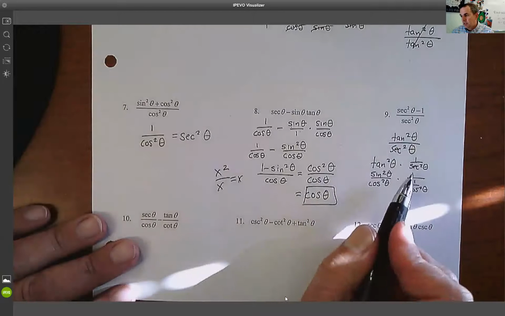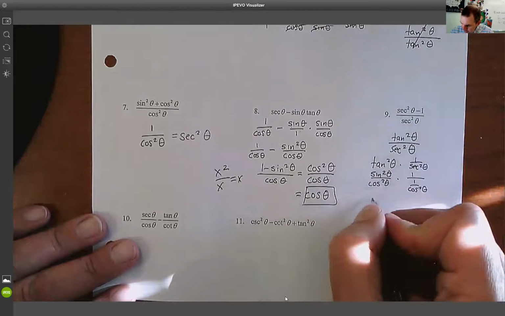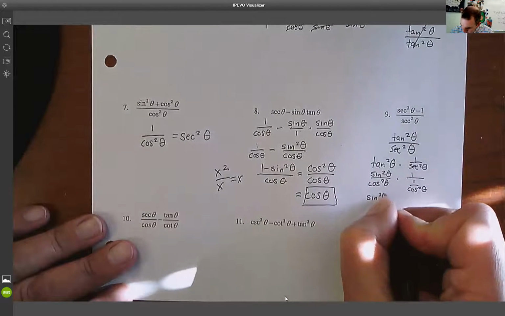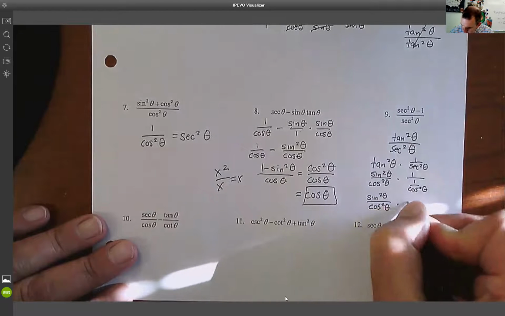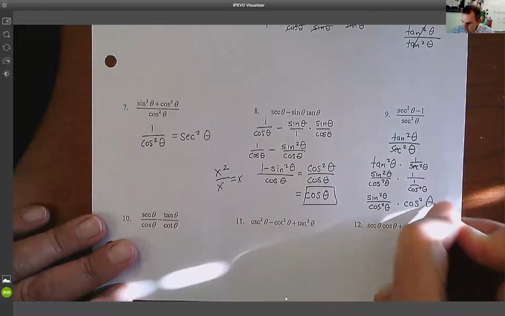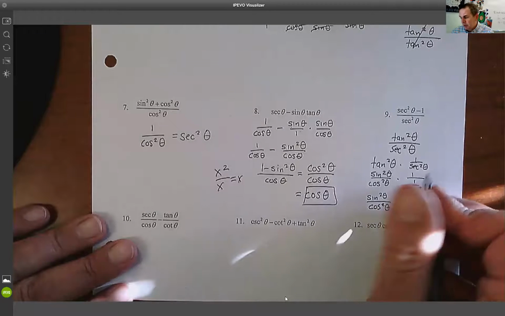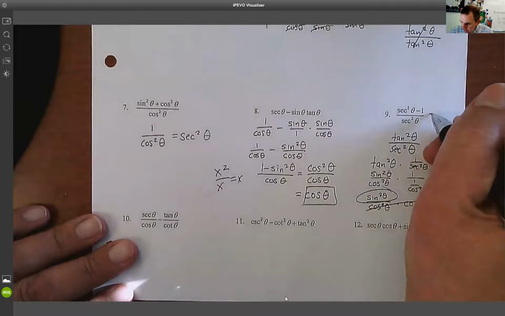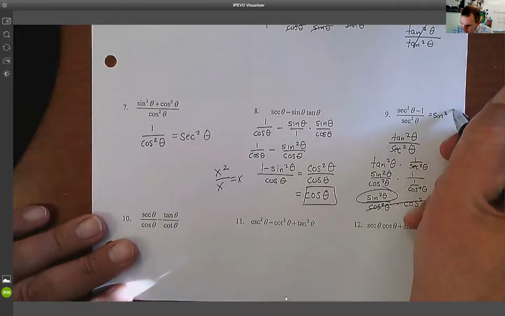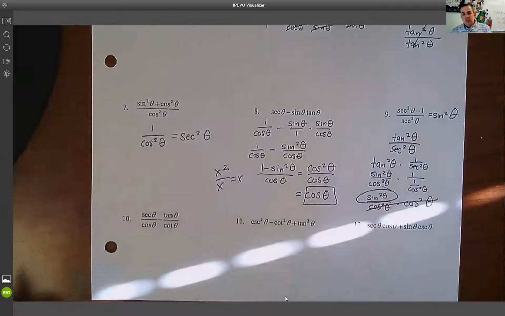And since it's 1 over this one, this is actually going to be the same as sine squared theta over cosine squared theta times cosine squared theta, because when I divide by a fraction, I multiply by the reciprocal. Those cancel out. I'm left with sine squared theta. So we did those 9 in class.